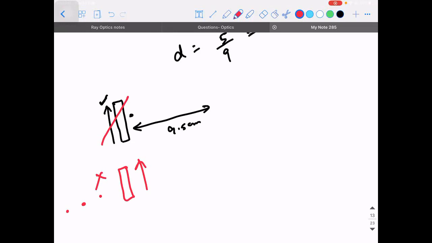So that's it from my side, guys. Tomorrow we will see prism and the optical instruments. With that, we are done with this chapter. Then we'll see wave optics.